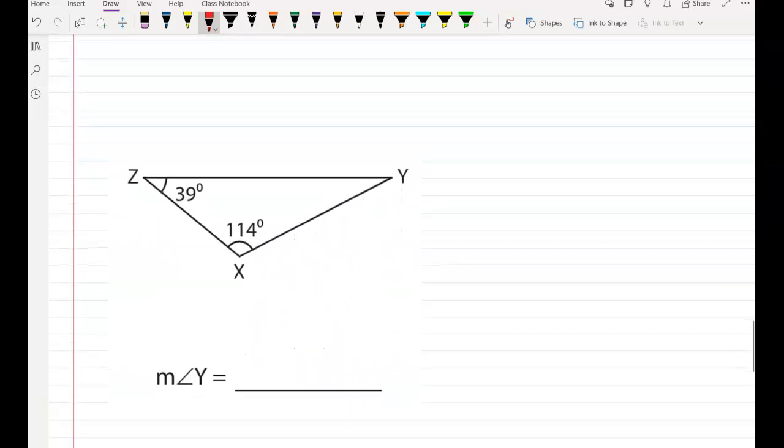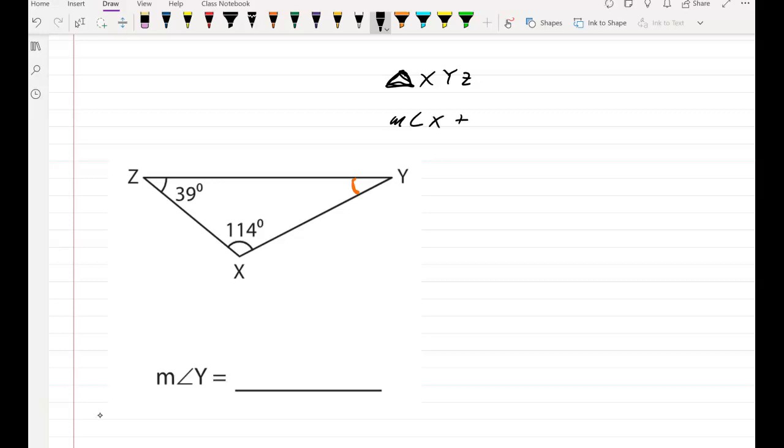Ooh, triangles. Remember, we love triangles. Finding the measure of the third angle in a triangle. Please remember that with triangles, in this case, with triangle XYZ, all three angles have to add up to 180 degrees. We learned this. So that means that the measure of angle X plus the measure of angle Y plus the measure of angle Z has to equal 180.